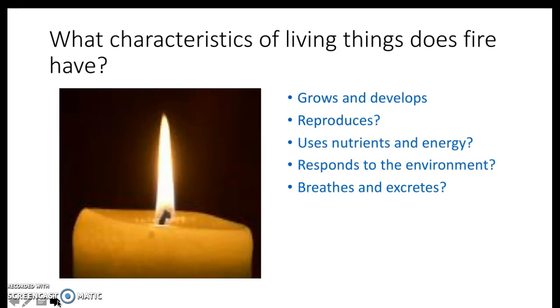Now we have fire. I already have the characteristics. For fire, fire grows and develops. You can argue that it reproduces because the fire could split and another little fire breaks off. You could argue it uses nutrients and energy, since fire would burn something. You could argue that it responds to the environment for sure, because it rains and that could put the fire out. You can argue that fire breathes or excretes because it does use oxygen.